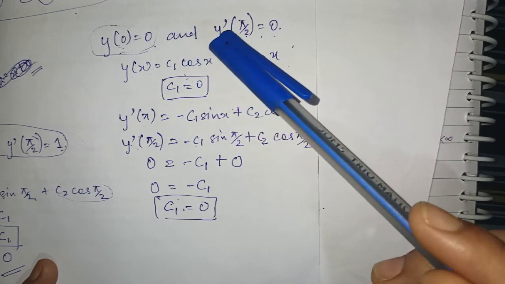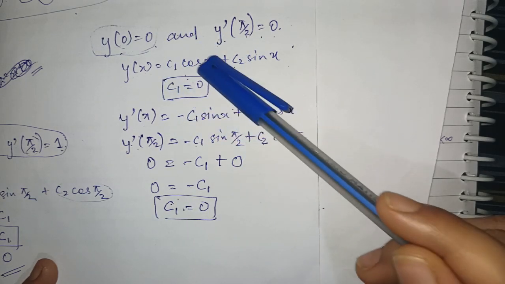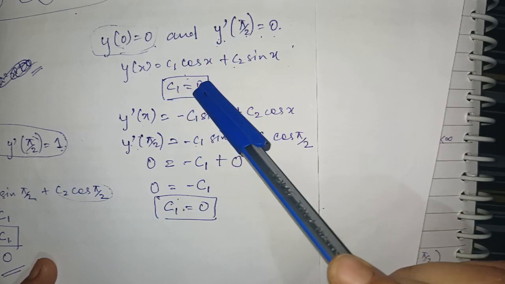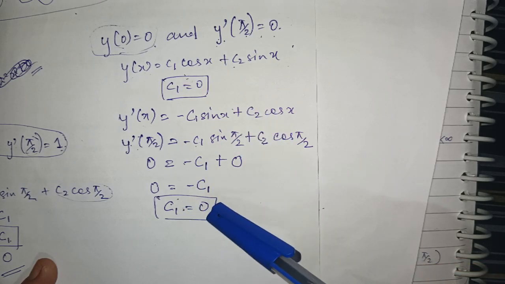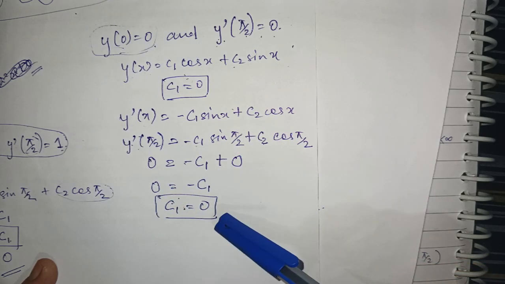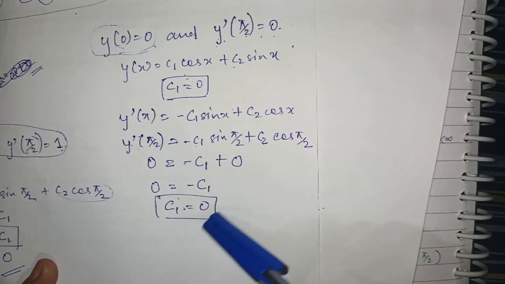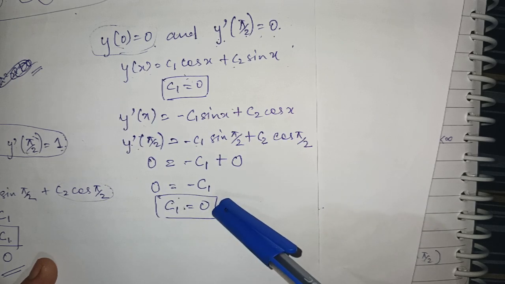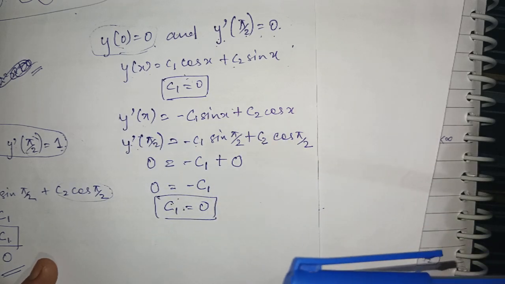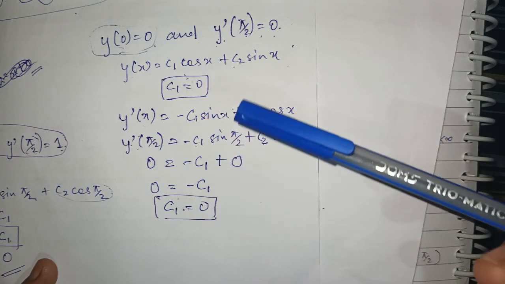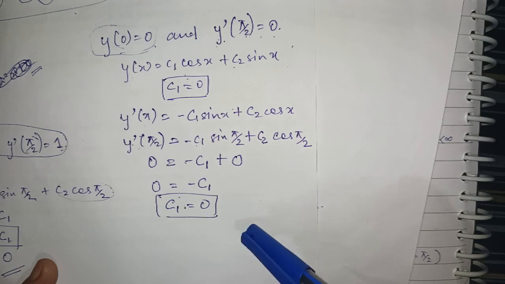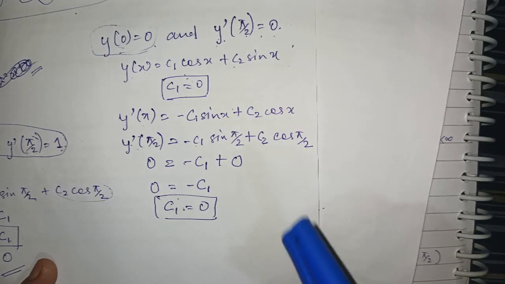So you can see that using the first condition, we got c1 equals 0. And when we used the second condition, again we are getting the same thing, c1 equals 0. Then what about c2? What is the value of c2? We are not getting the value of c2 by putting both the conditions, right? That means c2 can take any value.